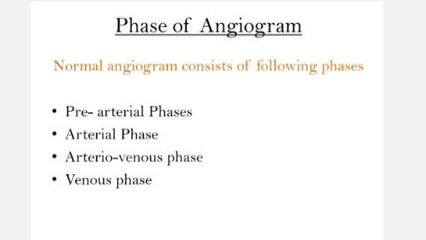Now we are seeing the phases of the angiogram. A normal angiogram consists of the following four phases: pre-arterial phase, arterial phase, arteriovenous phase, and venous phase. There are four phases, and the phases depend on how the dye flows into the vessels of the retina.